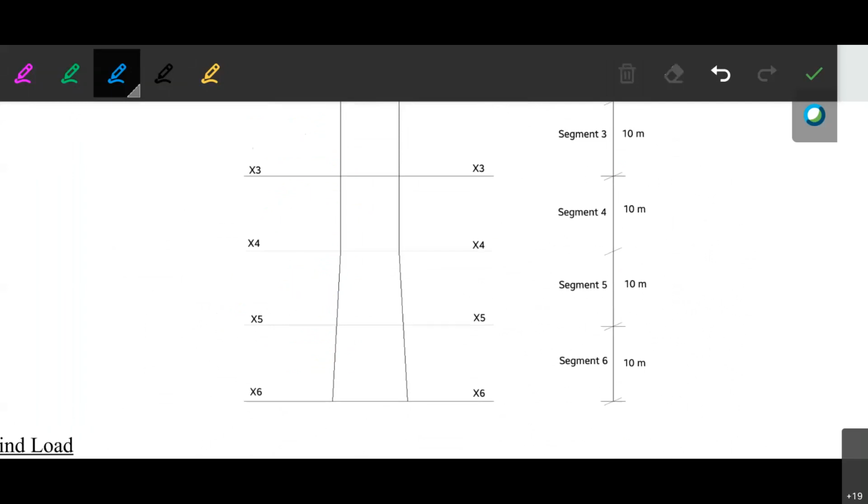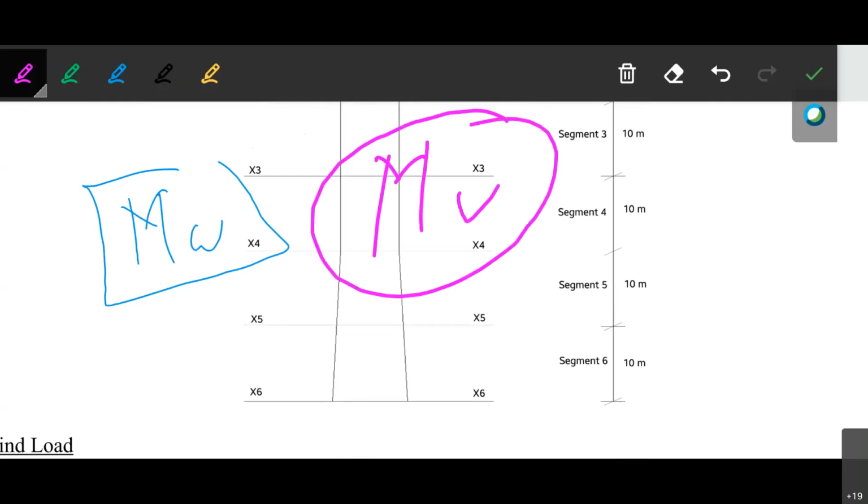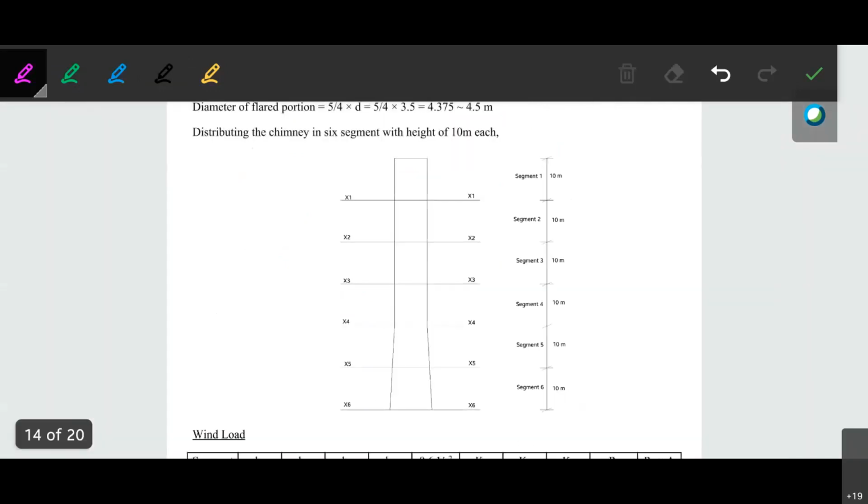We know that to calculate the thickness we have to calculate the MW, that is the moment of that particular wind load, at that particular point where we have to find out the thickness of that particular section. So there are a total of six segments, 1 2 3 4 5 6 segments are there.